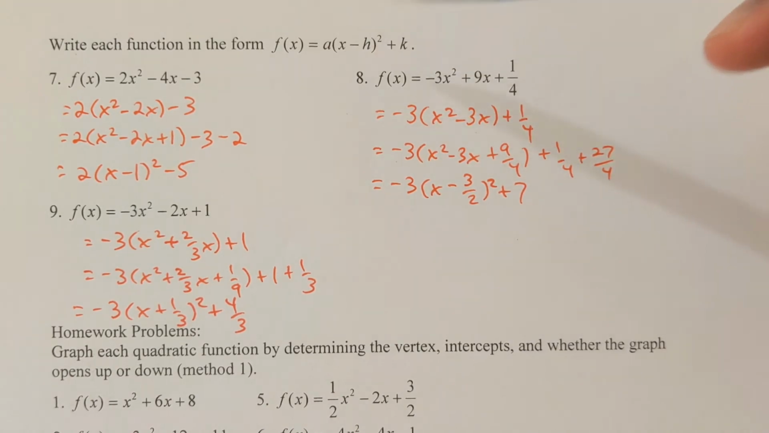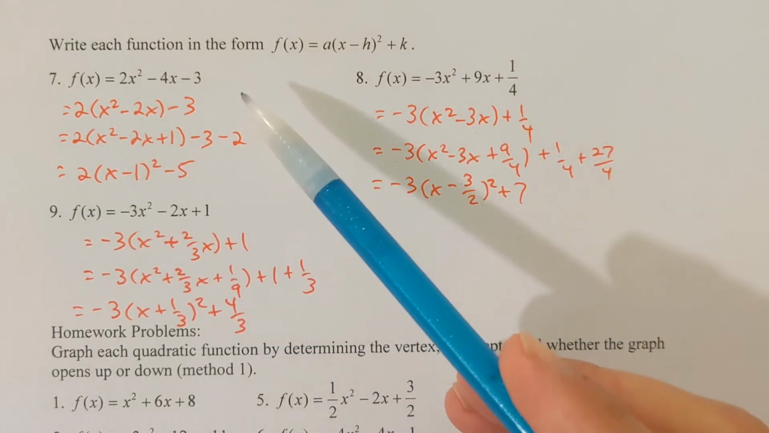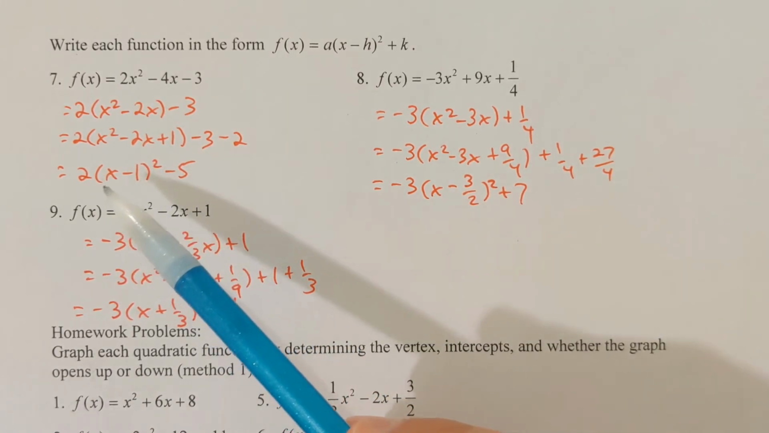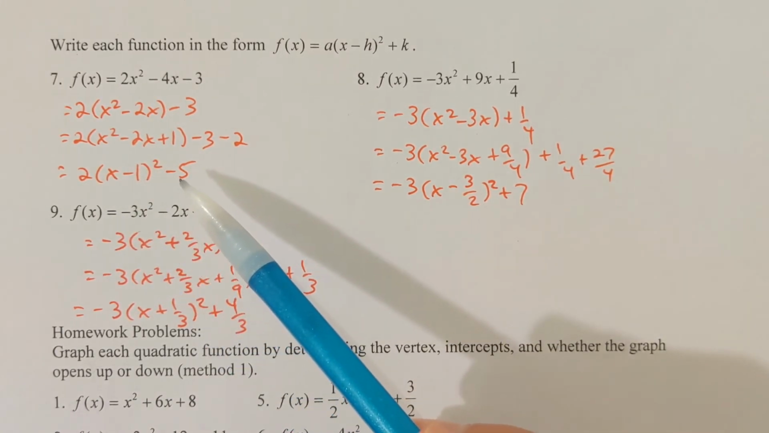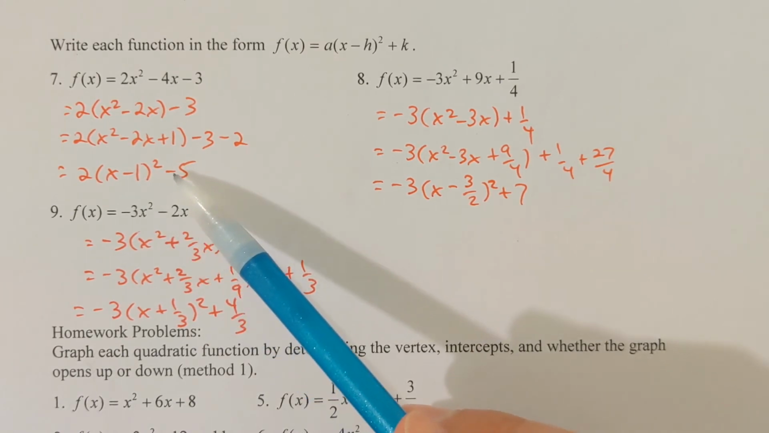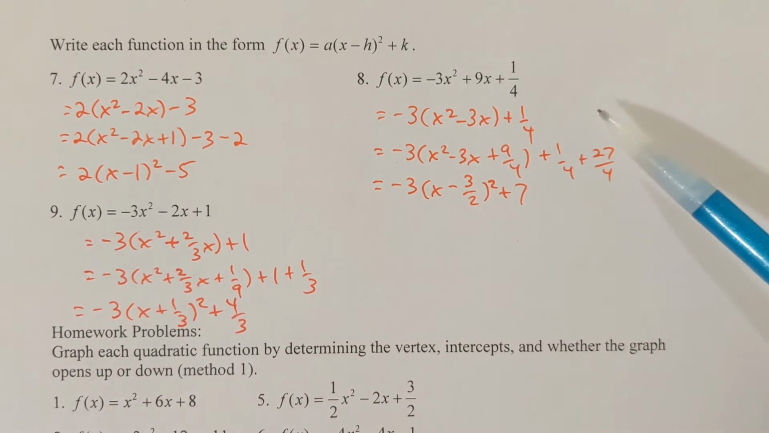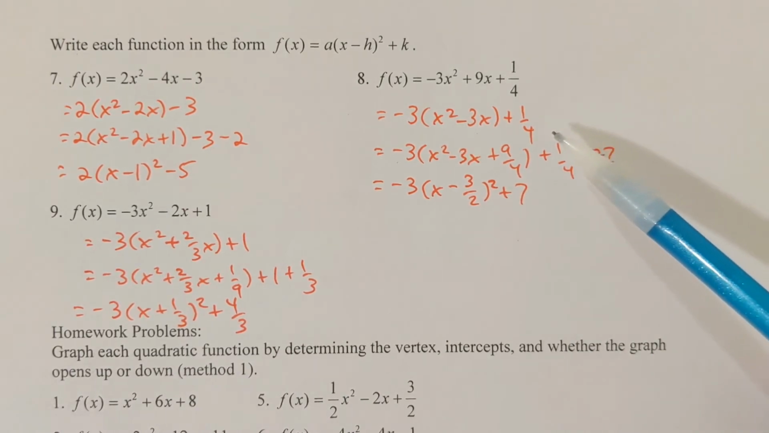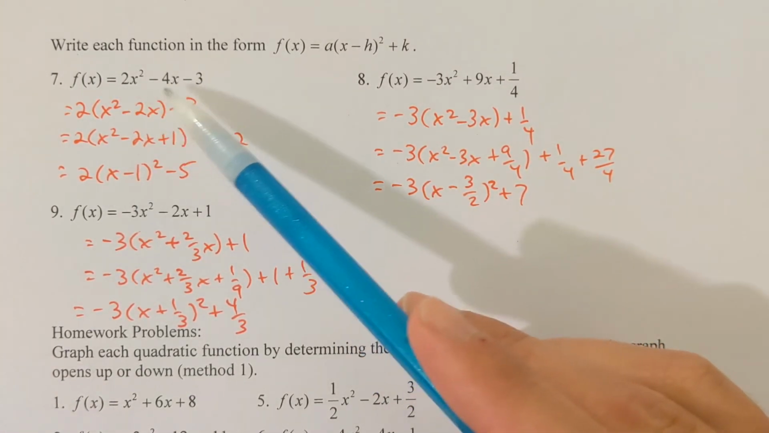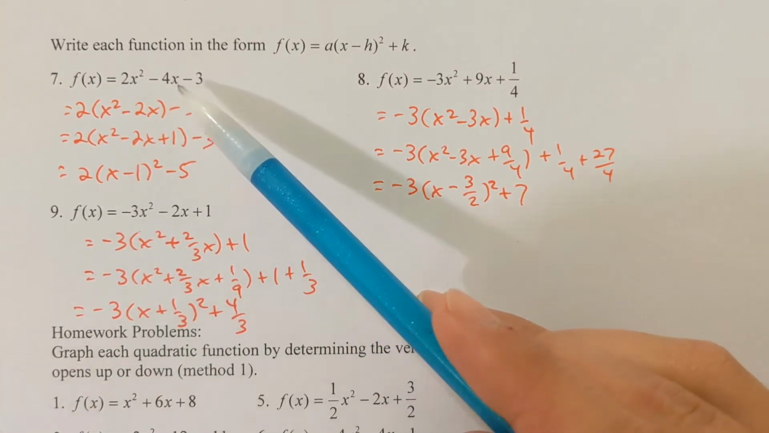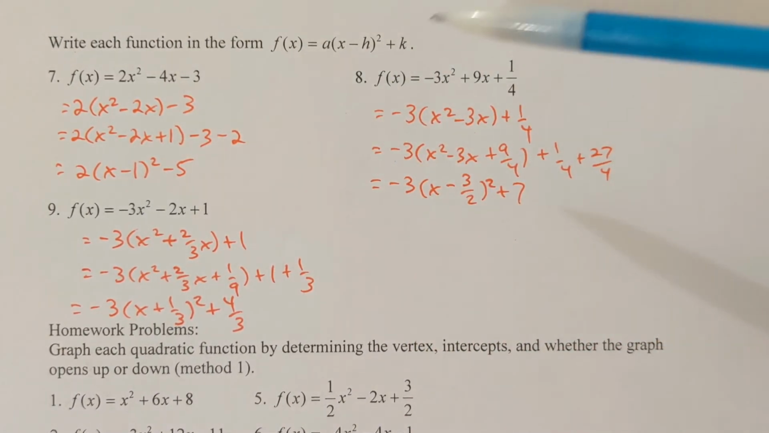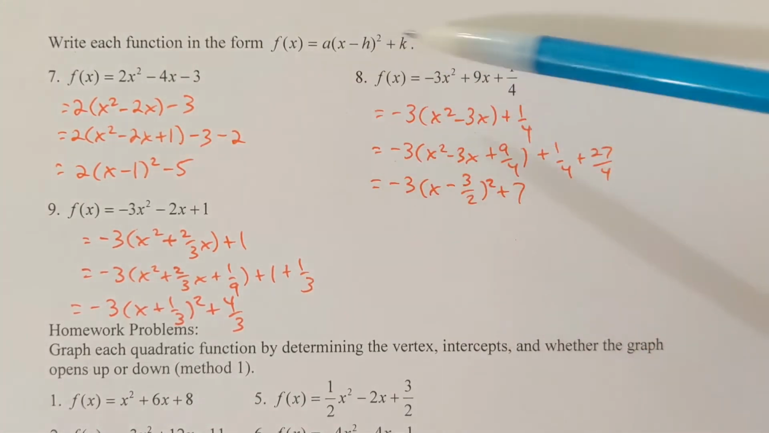Then the function is going to be in the form 2 times x minus 1 squared minus 5. So the vertex is going to be at 1, negative 5. And that's something, of course, I would not know initially, unless I calculated negative b over 2a and then f of negative b over 2a. But I don't know that initially.